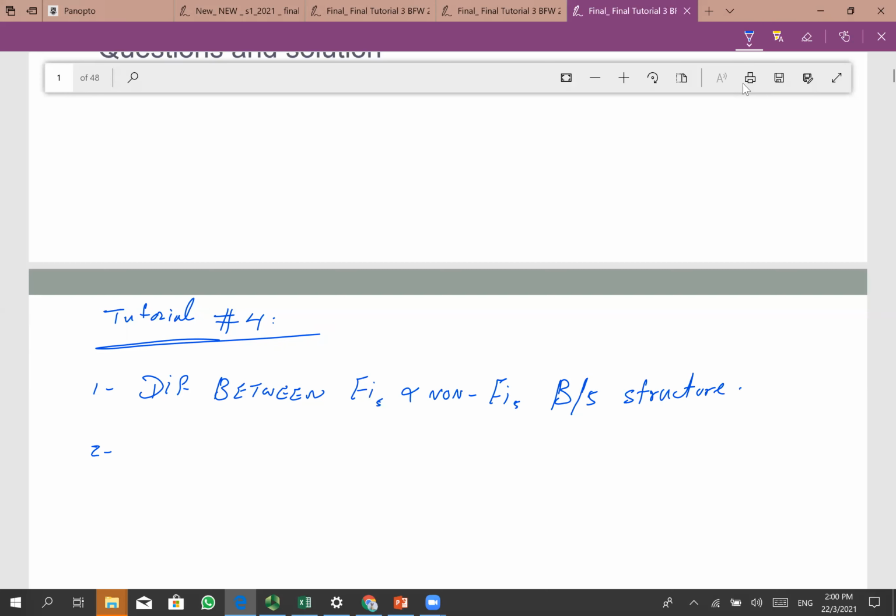Number 2, we want to talk about financial institutions performance. This tutorial is concentrating on the ROE model and its implication, and we want to talk about what we call other key ratios.